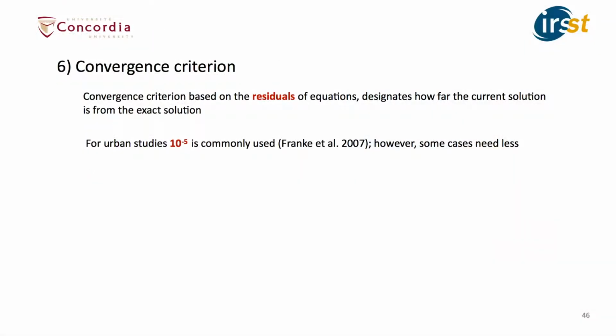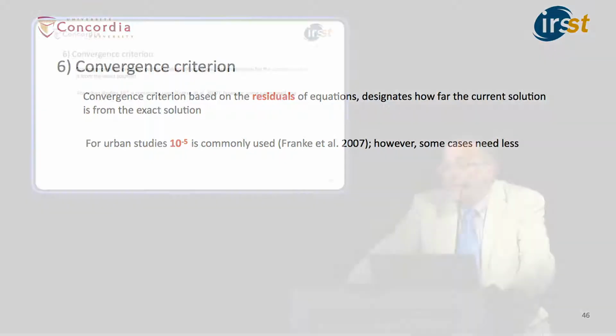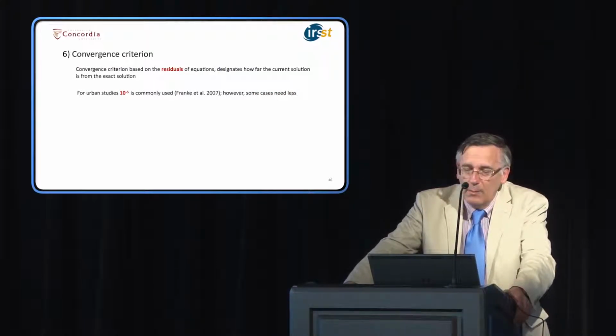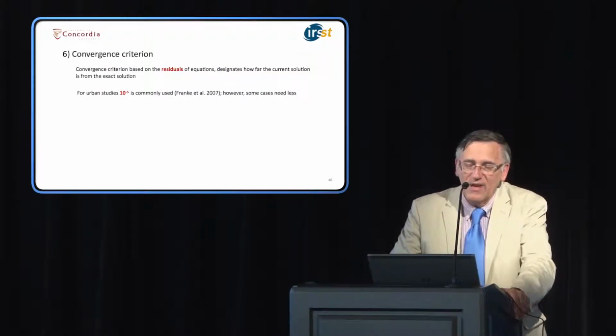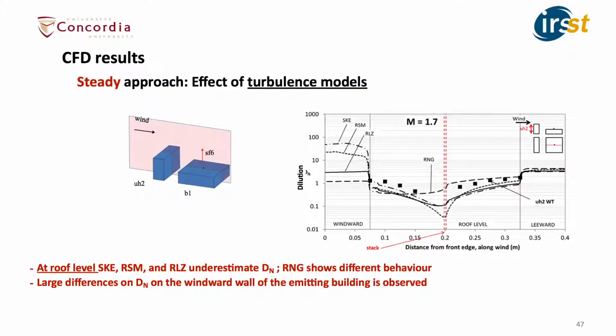Convergence criterion, we always need one, and again, this is just 3 lines here to remind people that the convergence criterion that we use is based on residuals of equations, which indicate how far the current solution is from the exact solution and how you approach that. A study has shown that for studies of this nature, urban studies as we call them, 10 to the minus 5, which is a very small number, is a good number, but some cases may need less than that. And again, this is just an example where we have the steady approach that I mentioned before.